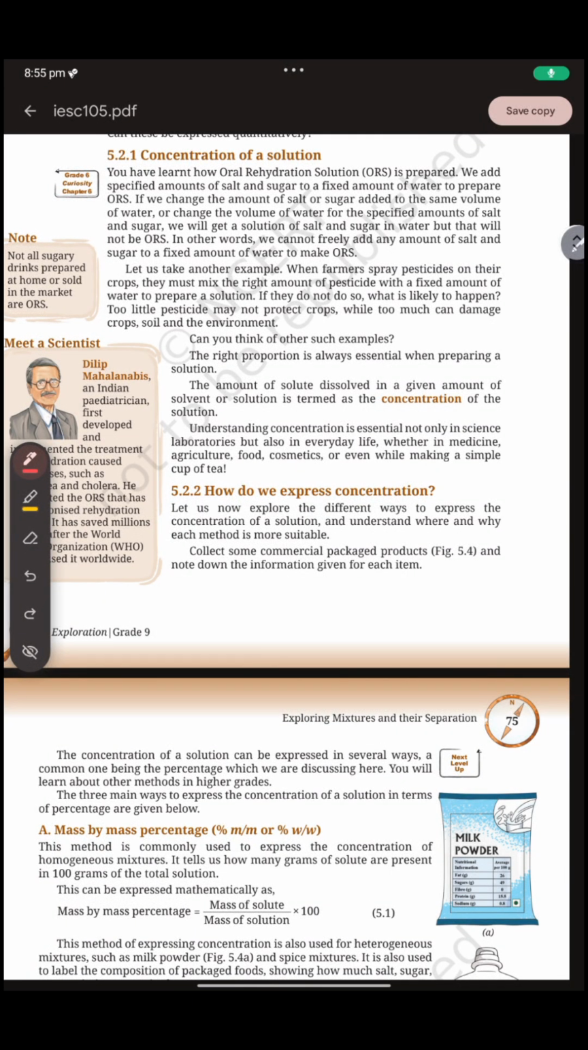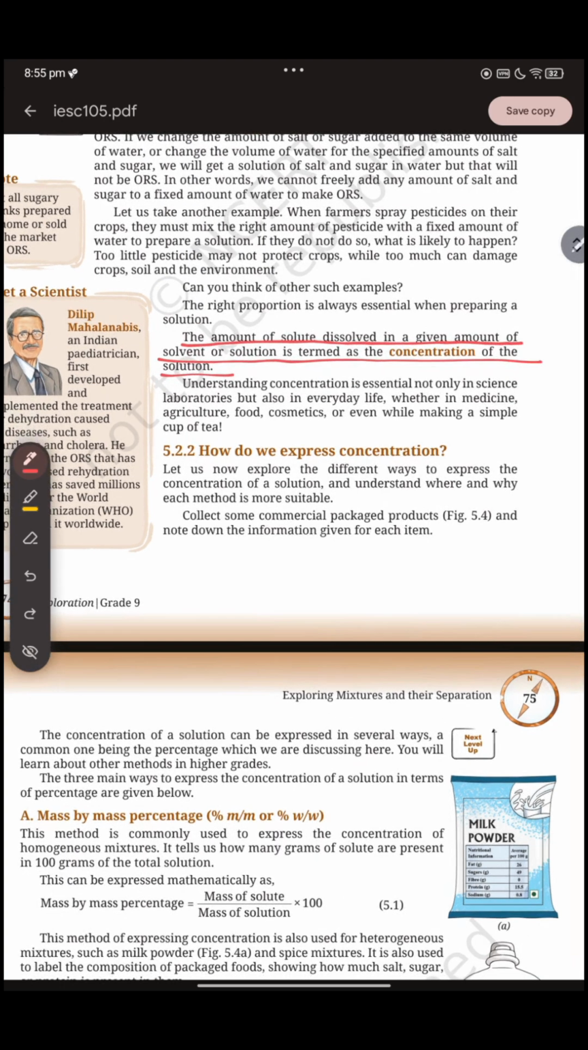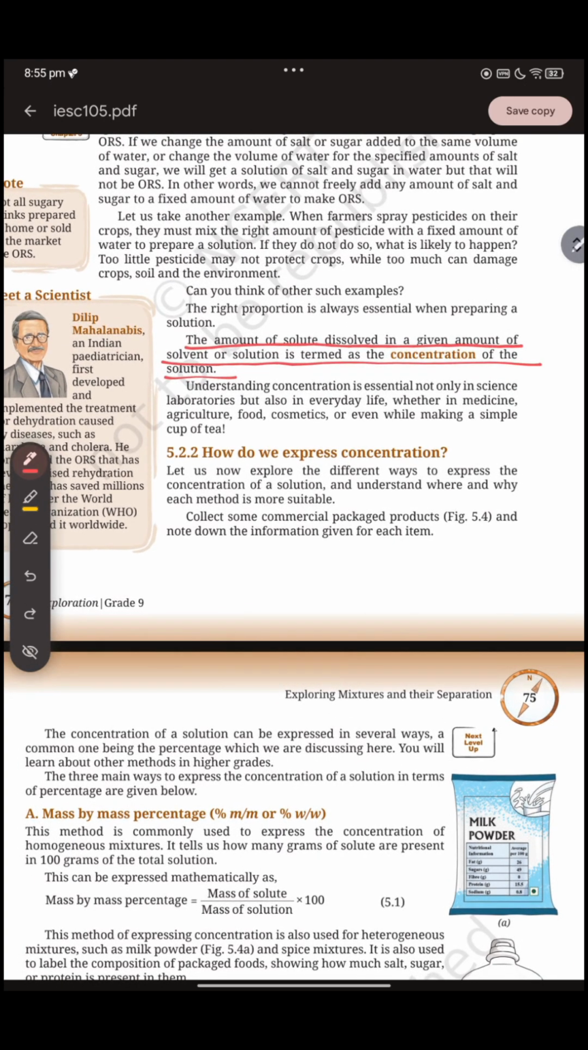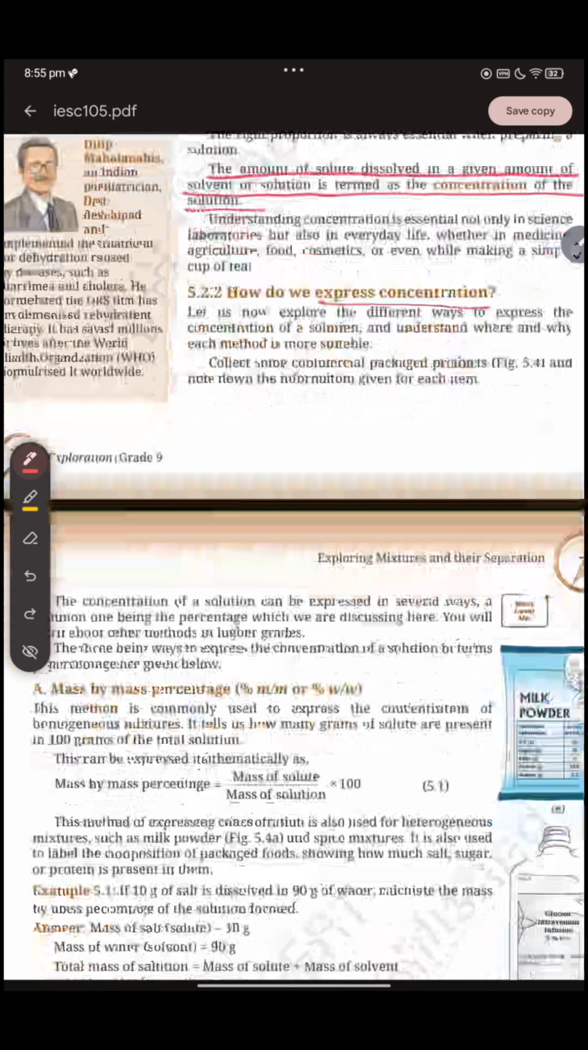We are here to see how to express concentration of a solution. Concentration of the solution is the amount of solute dissolved in a given amount of solvent or solution. That means in a fixed amount of solvent, what is the amount of solute that is dissolved by mass or by any other term. So let us see how we are going to represent or express concentration terms.